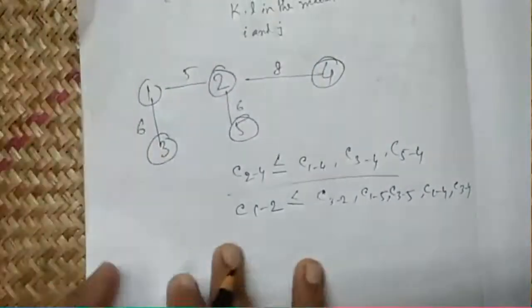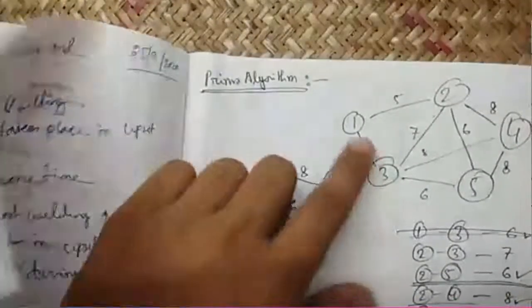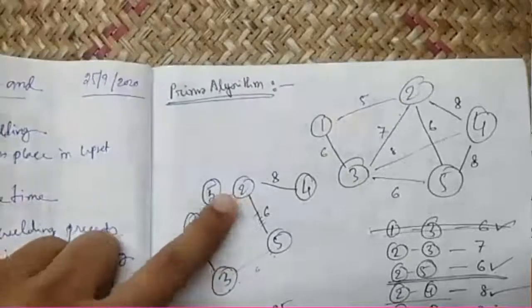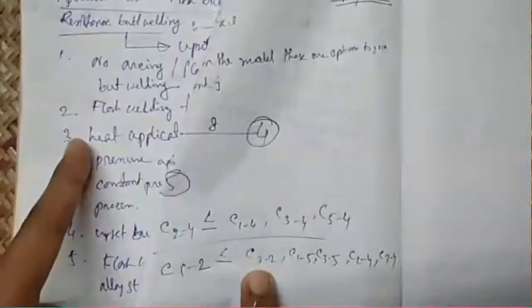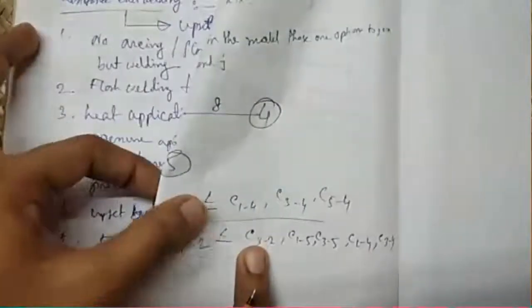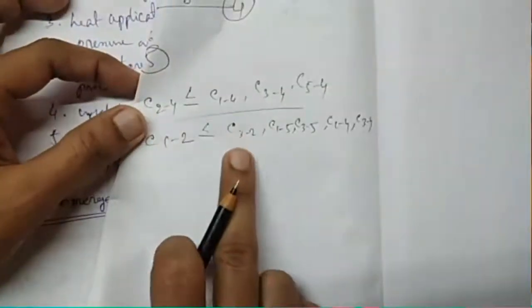Now let us check. C1 2 is 5. Look, C1 2 is 5. Now what are the options? The options are here. C3 2, we have written C3 2. So let us check.